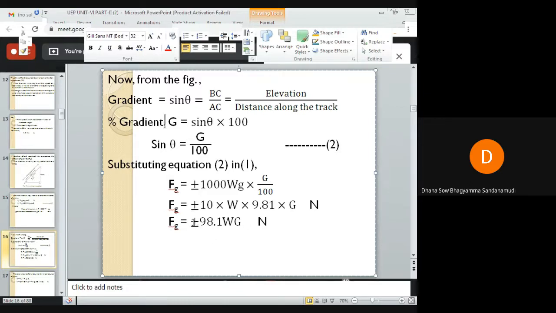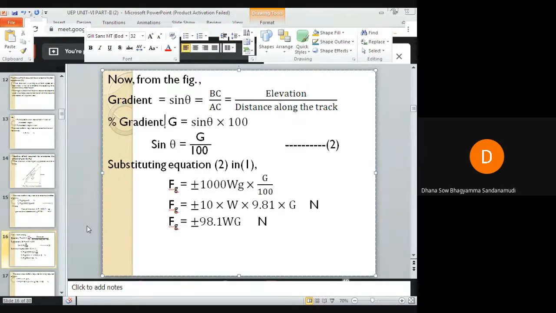So why are we using plus sign for up gradient and negative sign for down gradient? The reason is that when the train is moving upwards, the tractive effort will be required to oppose the gravitational force. So when the train is moving upward, it has to oppose the gravity and move up. But while moving down, this tractive effort will be added to the gravitational force, meaning there will not be any opposing force. So it will be added up. That's why minus 98.1 Wg is for down gradient.